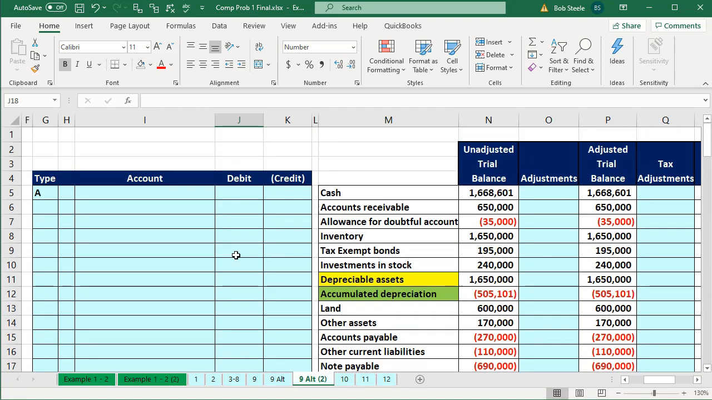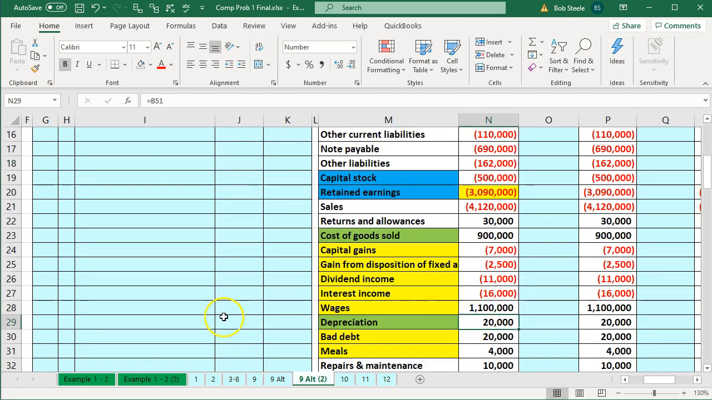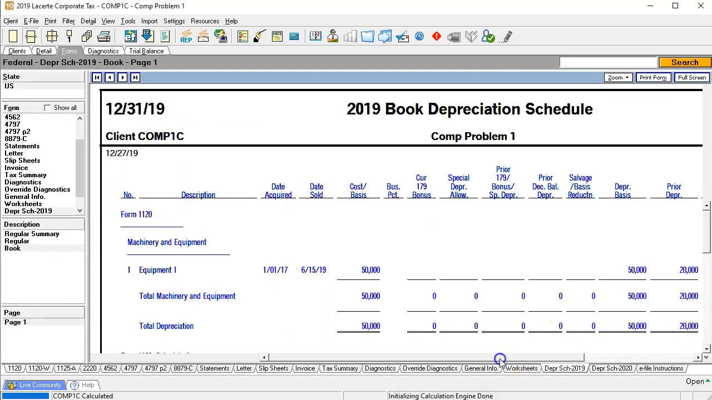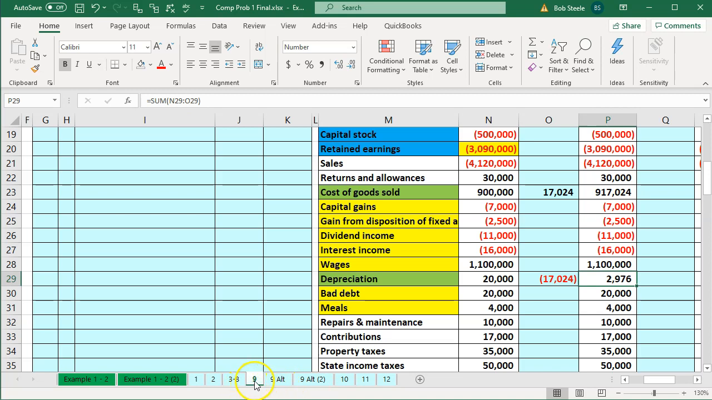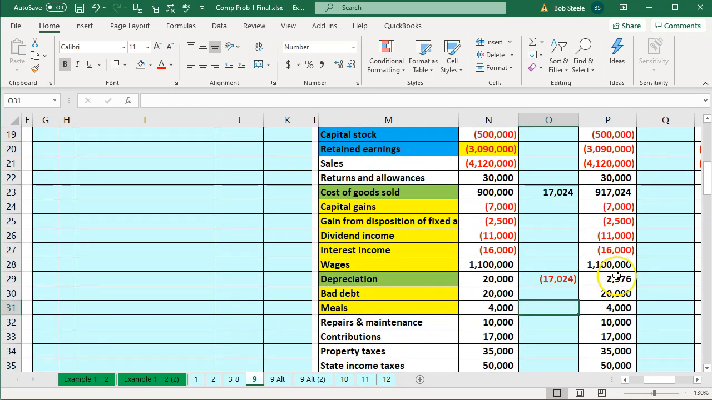In other words, we believe there's going to need to be an adjustment for the book depreciation, because if we go back to our schedule for the book depreciation, the current year depreciation should be 2,976. And what we did, if we go back to Excel and problem number 9, the alternative, we made the adjustment, that adjustment being the 1,724, to reduce the amount related to that piece of equipment down to the depreciation of 2,976, the other side going to the cost of goods sold. So we kind of backed into what that adjustment needs to be.